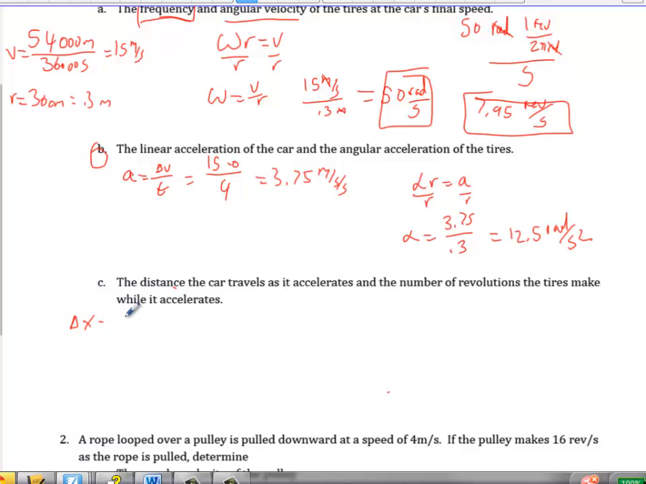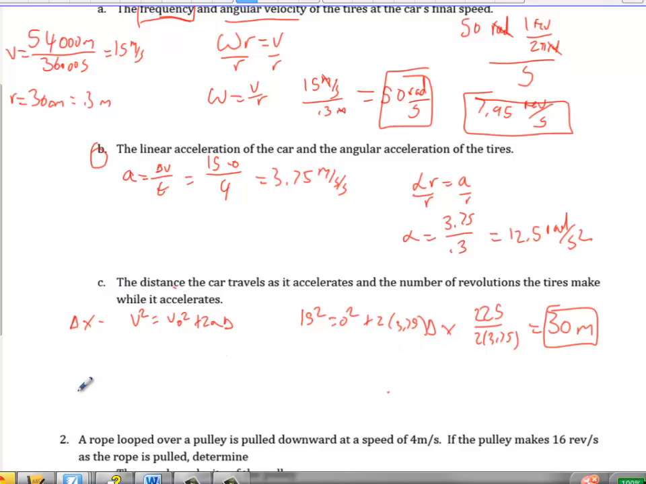Remember, I know initial velocity, final velocity, I know acceleration, so I'm going to use v squared equals v naught squared plus twice the acceleration times the change in position. 15 squared equals 0 squared plus 2 times 3.75 times delta x. So 225 divided by twice 3.75 gets me my final answer of 30 meters. So the car moved 30 meters.